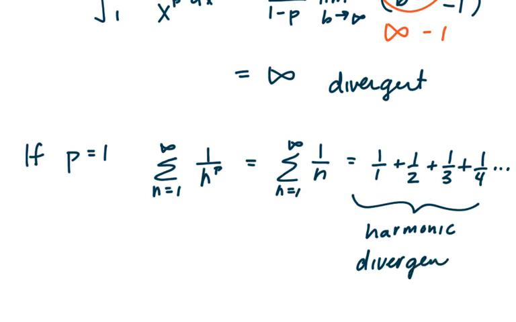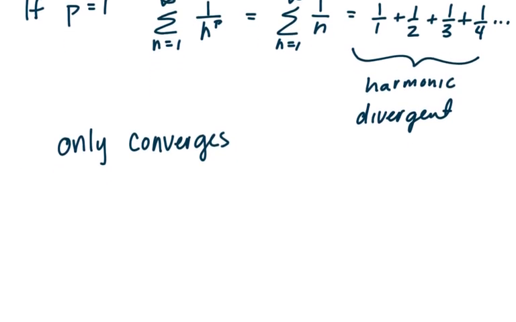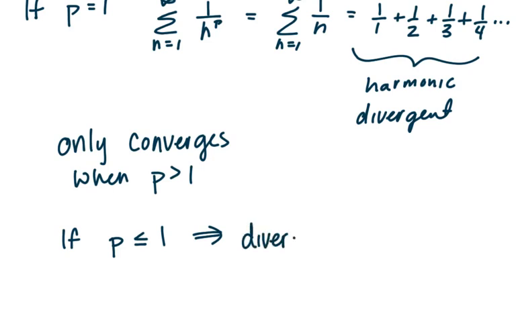So the only time it would be convergent, it only converges if p is greater than 1. It only converges when p is greater than 1. If p is less than or equal to 1, and we showed 0, between 0 and 1, and then equal to 1, we ended up with, it went to infinity in every case, and those were all divergent.